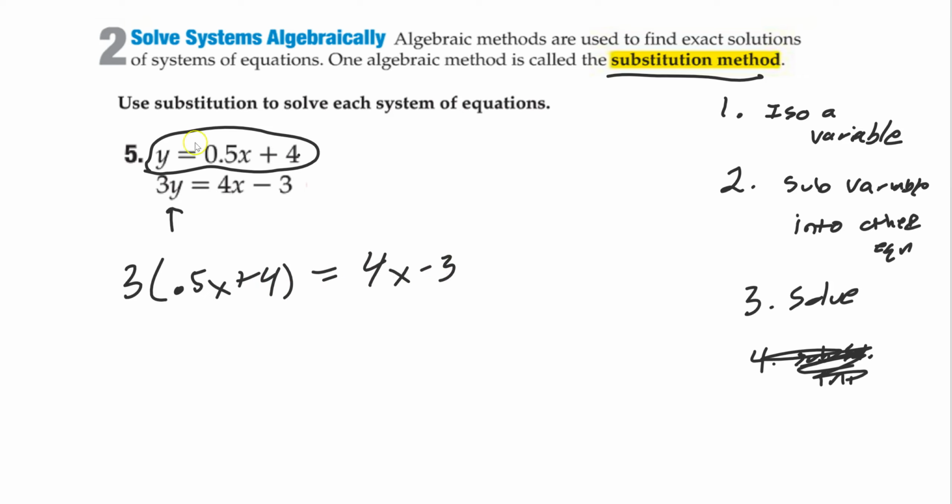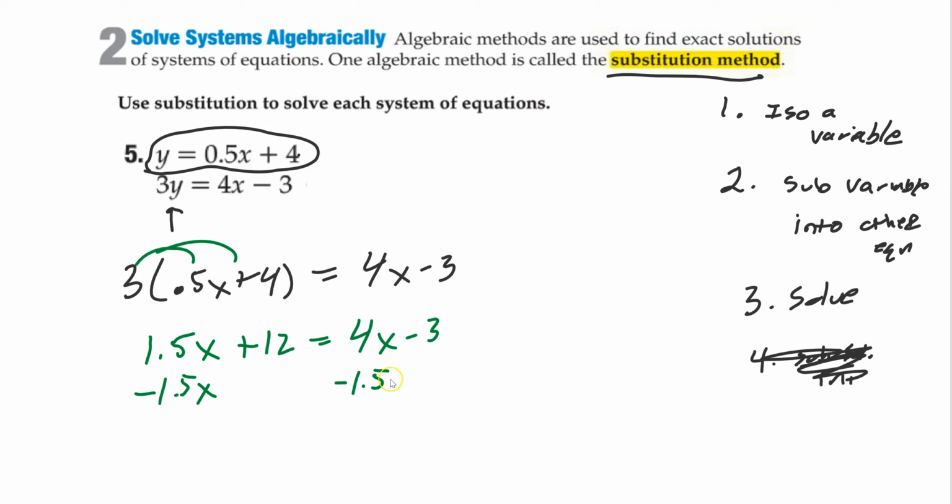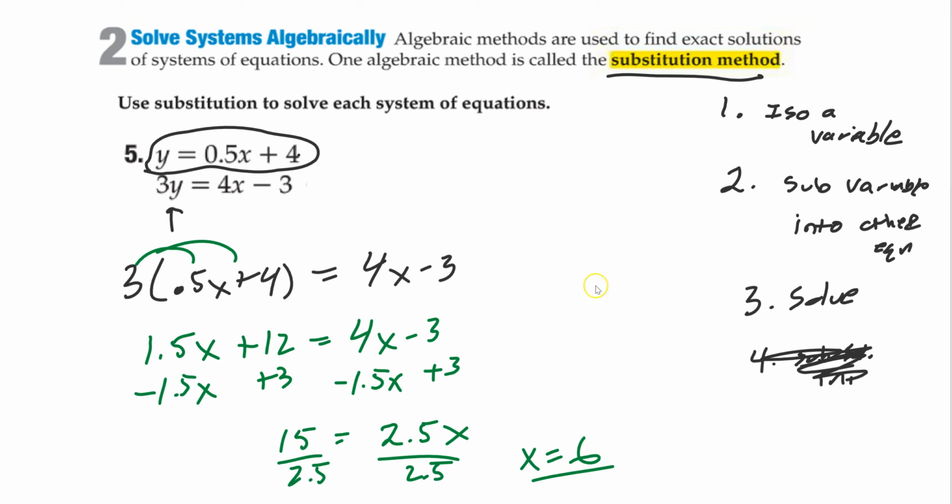Alright, substitution. You get a variable by itself, isolate it, and then you plug it in for that variable in another equation. Now we just solve. It's mathematics. You distribute, get 1.5x plus 12 equals 4x minus 3. Let's subtract the 1.5x from both sides. Add 3 to both sides. You get 15 equals 2.5x. Divided by 2.5, you get x equals 6. 15 divided by 2.5 is 6.